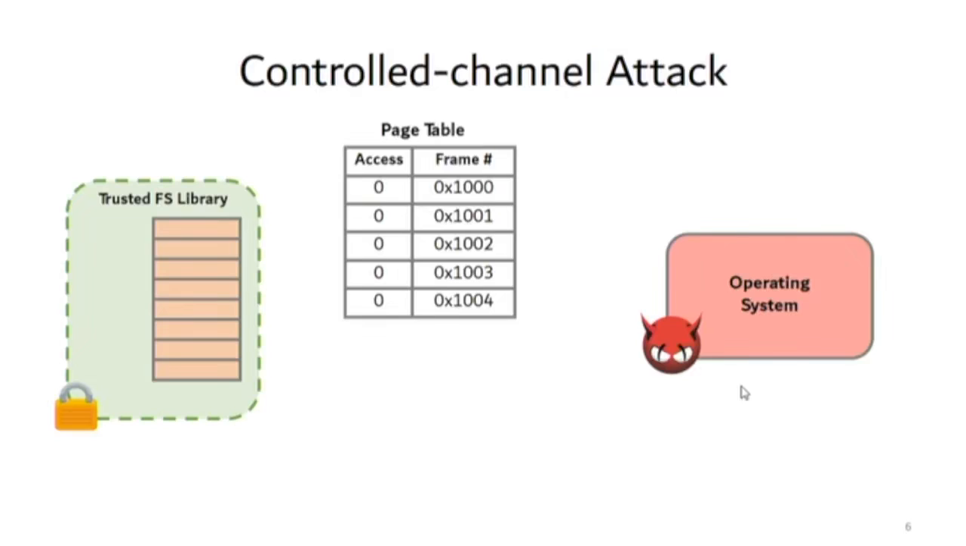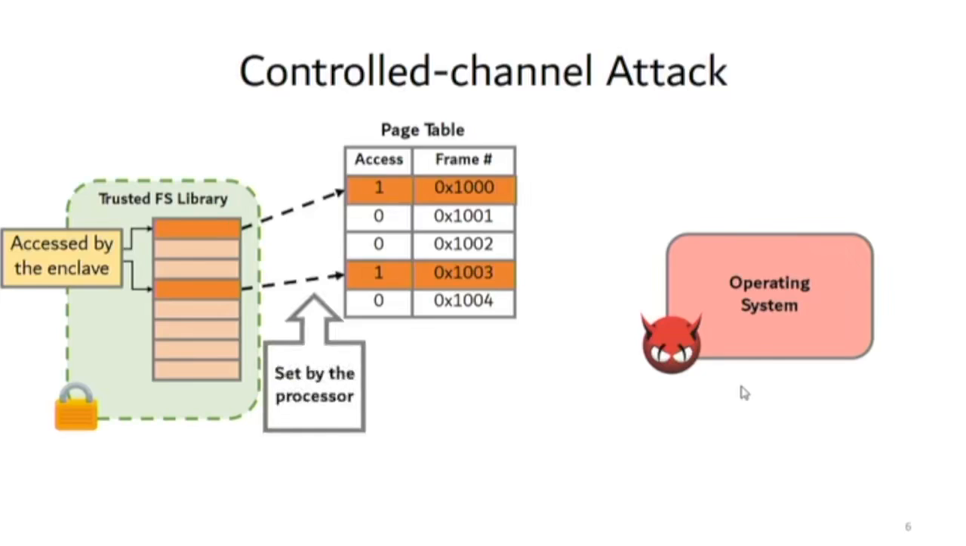The page tables are accessible both to the processor and to the operating system. Let's suppose you have this trusted file system library, which is part of the in-memory file system that we just saw in the previous slides. Let's say the enclave is trying to access certain blocks within this memory region. Implicitly, the processor is going to set the access bit, because that's what the processor does, and it's required for a lot of optimizations. So in the page table, it is going to set the access bit on that specific frame, saying this frame was accessed by this enclave process.